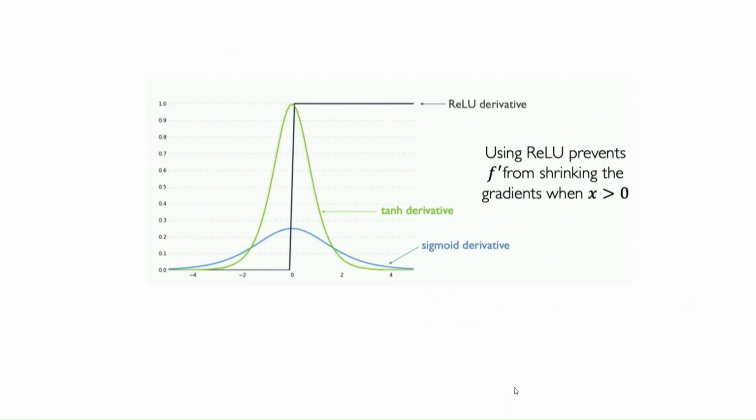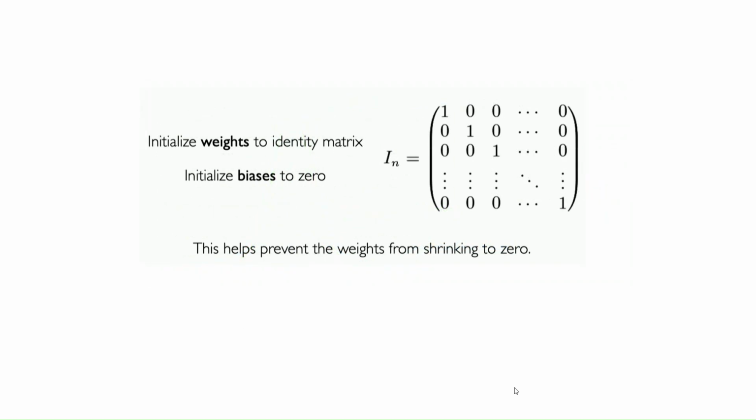As we saw on the previous slide, one trick is to use a suitable activation function. Both the sigmoid and tanh activations have derivatives that are less than 1, except for tanh when x equals 0. In contrast, if we use the ReLU activation, the derivative is 1 when x is greater than or equal to 0, and this helps prevent the derivatives from shrinking the gradients.